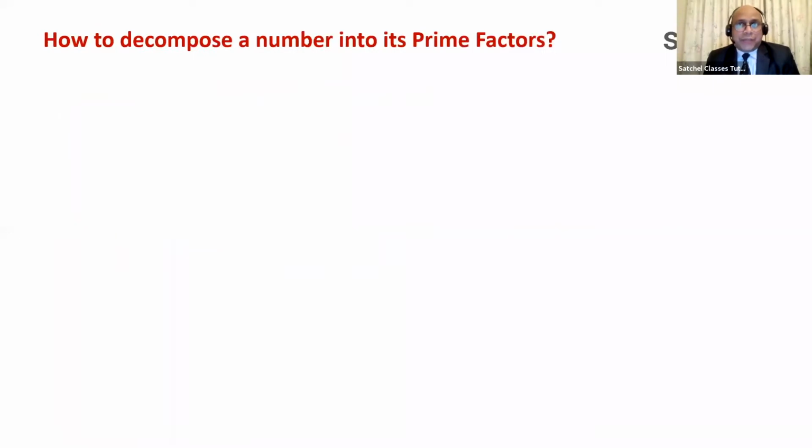Finally, the big question: how do we decompose a number into its prime factors? As I said at the beginning of the lesson, there are two methods of doing that. The first method is called the factor tree method. In this method, we try breaking down a number into its factors, such that at the end of each branch of the tree, you end up getting prime numbers. Okay, let's have a look at it.